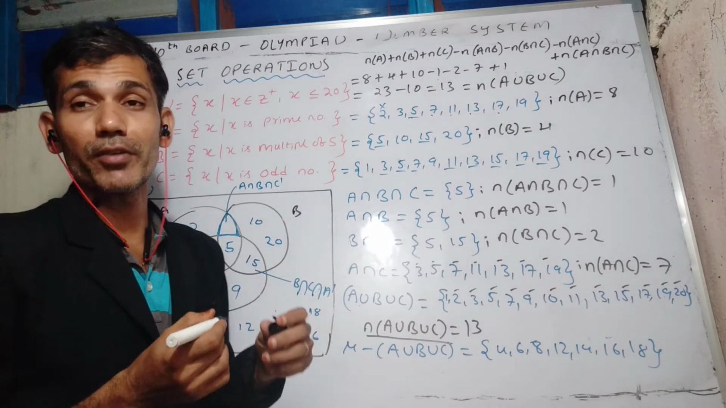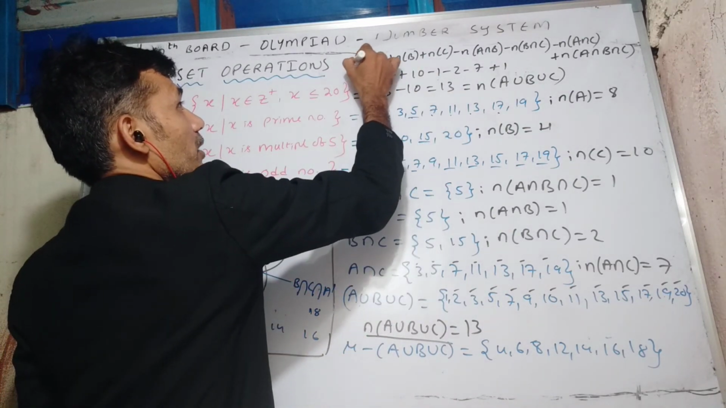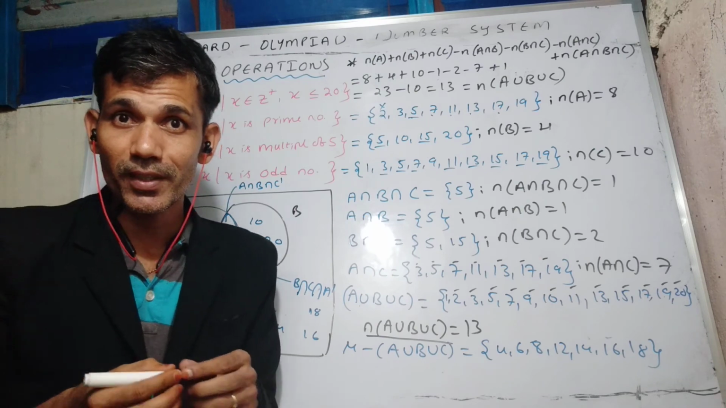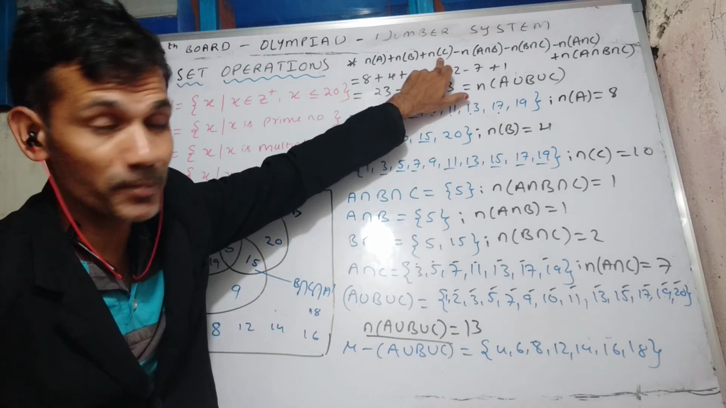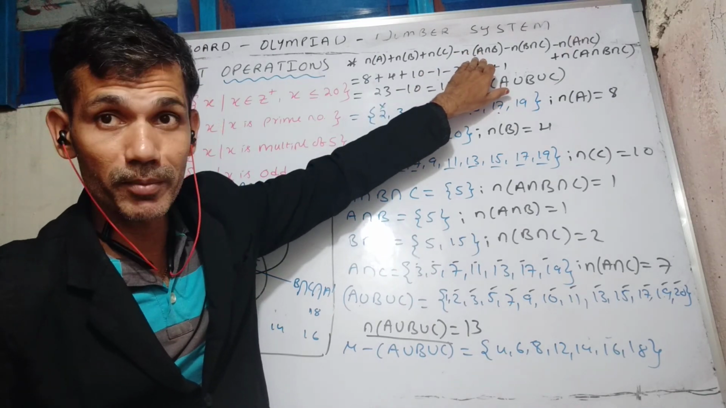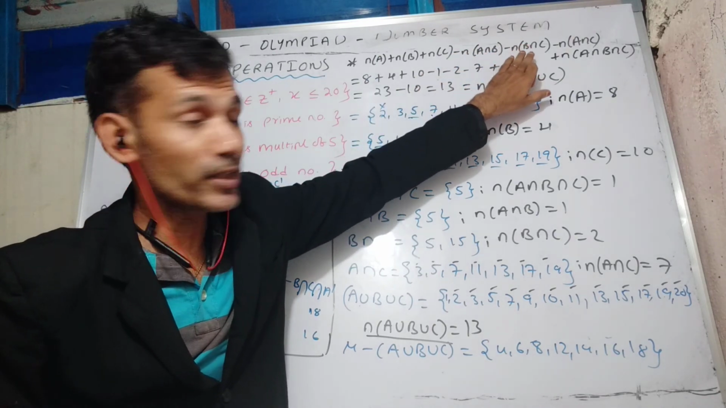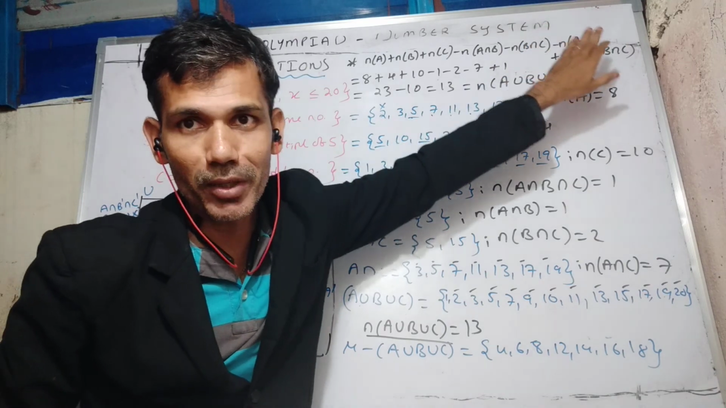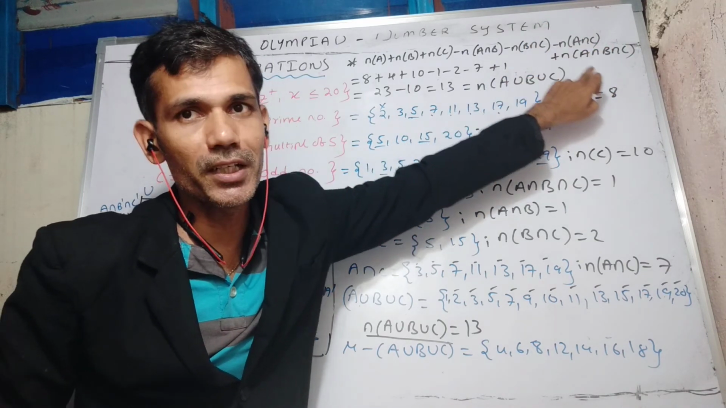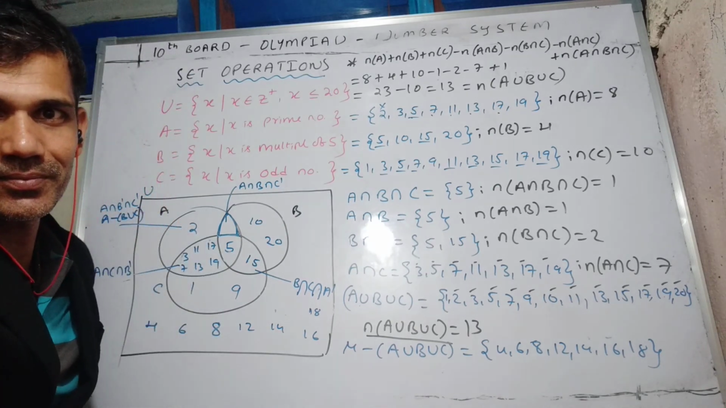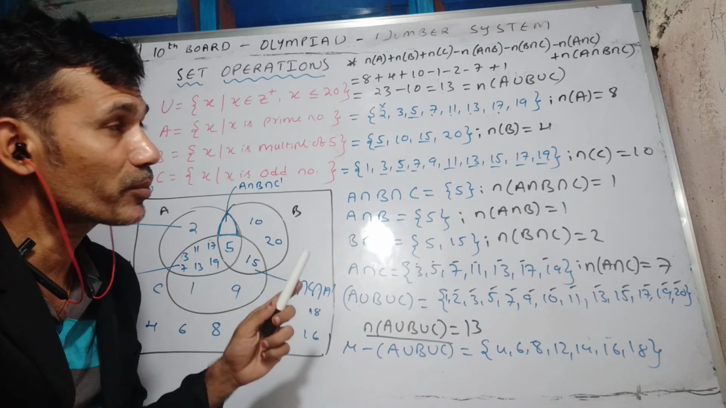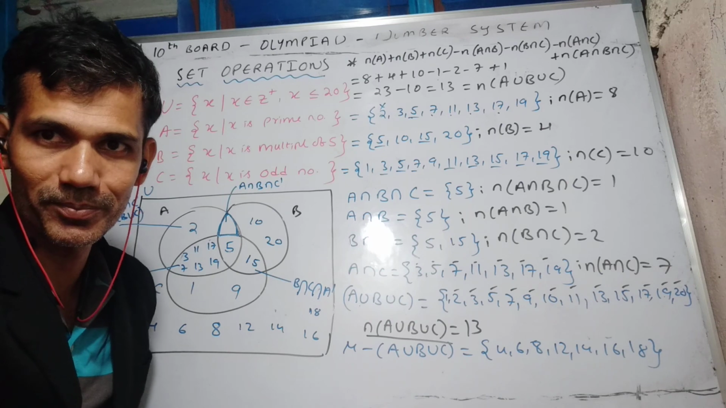This is a very important formula. Number of elements in A union B union C is number of elements in A plus number of elements in B plus number of elements in C. And you have to reduce number of elements in A intersection B, number of elements in B intersection C, number of elements in A intersection C. Finally, you have to add number of elements in A intersection B intersection C. Okay, very important formula. If you memorize this, you can solve any word problem.